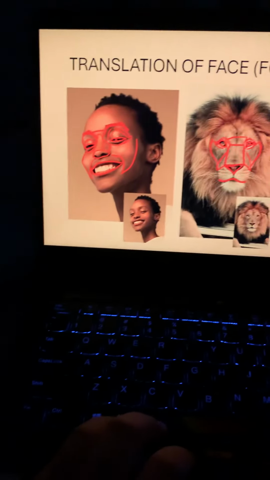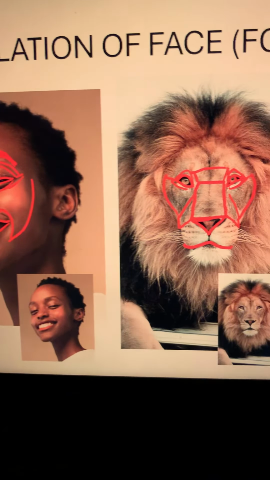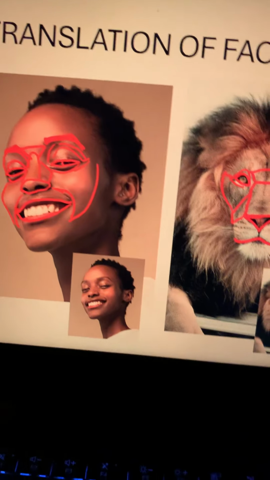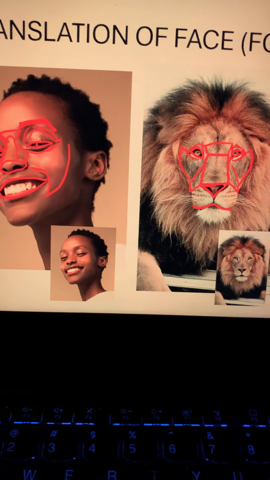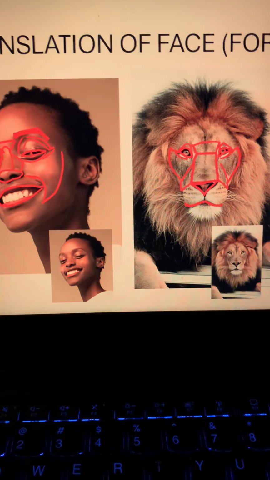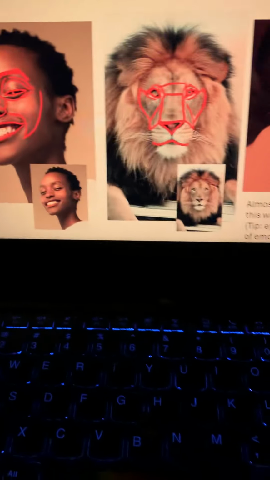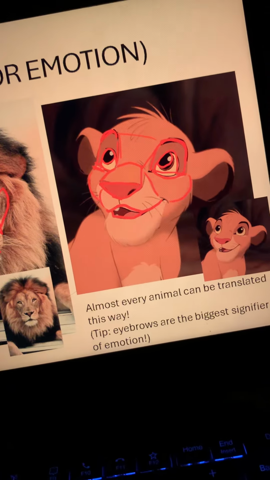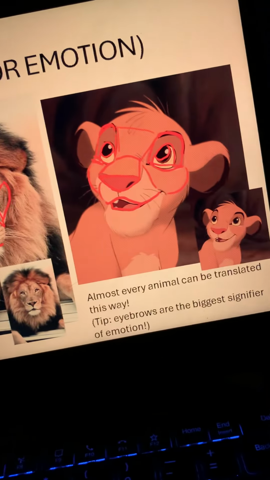And translation of the face for emotions. I drew the lines for the proportions. See how it's kind of similar to the animals, because at the end of the day, we all evolved from similar species somewhere down the line. I forgot what dinosaur it was, but yeah, see, they have similar proportions.